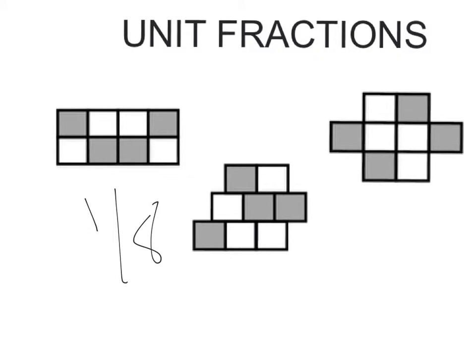Now let's look at the shaded portion of each picture. The shaded portion for each picture is 4 squares out of the 8. This is represented by writing 4/8. All three, although different in shape, represent the unit fraction 1/8 with 4 out of the 8 being shaded. So the fraction for all three of these would be 4/8.